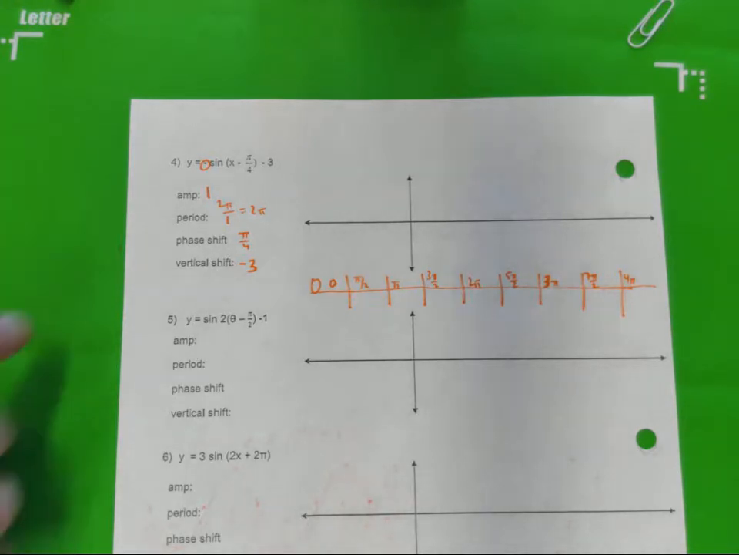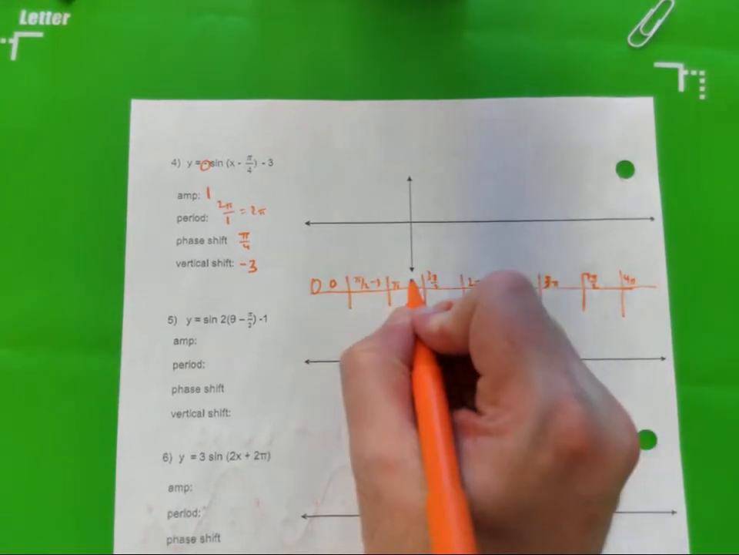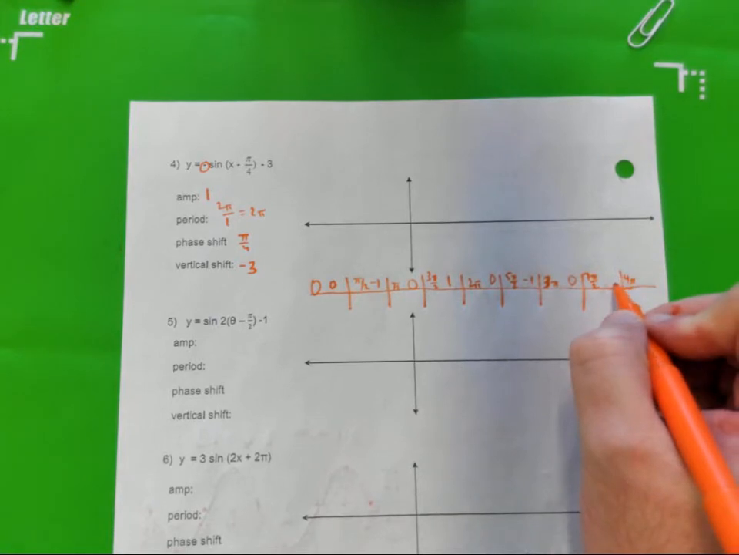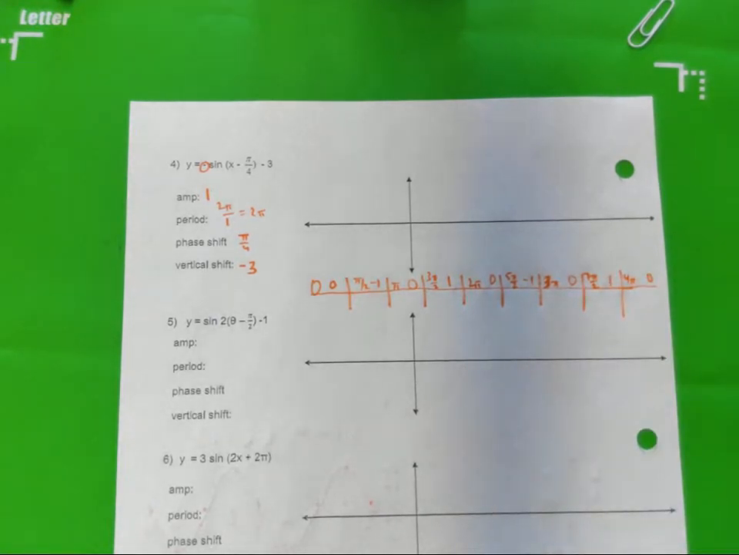So that's going to be negative 1, 0, 1, 0, negative 1, 0, 1, 0. So after you've done that, you've taken care of the reflection in that situation, okay?